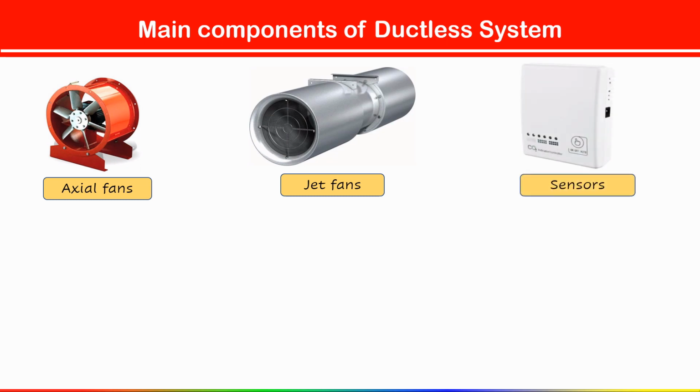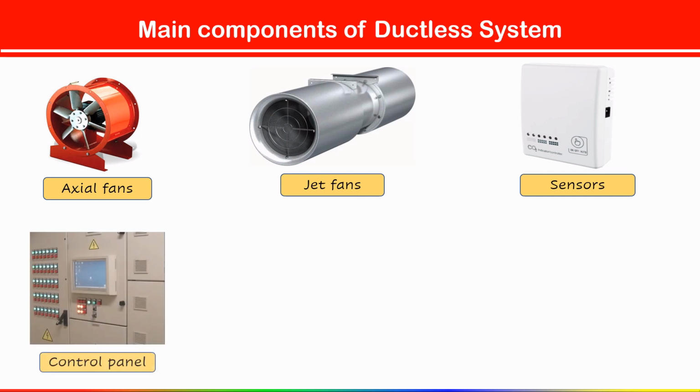Then we have a carbon sensor. Why are we using it? It is used to sense the carbon in the area up to some level. If the level exceeds, it will give a command to the jet fan to open. That is why we have to install the sensor also.